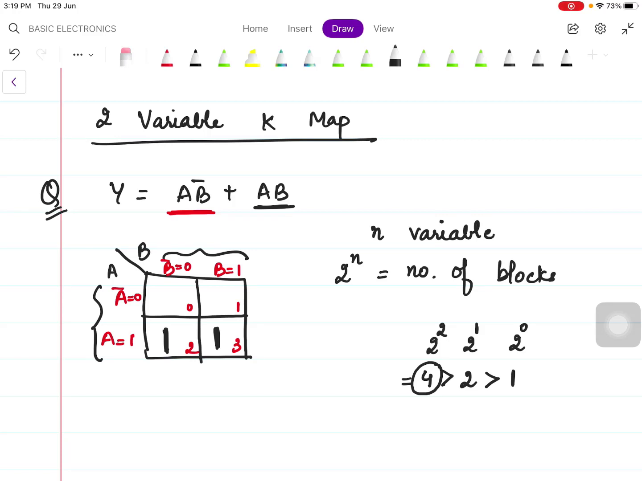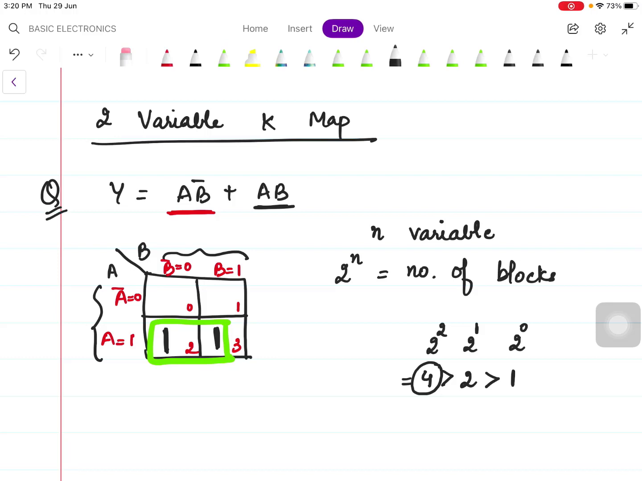The groups, only those can be made where the ones are in the adjacent blocks. So here, these two ones are in the adjacent blocks, so only this group is possible, and therefore we have made this group. Now there is no one left outside this group, so we do not have to bother further, and we just have to write the answer.